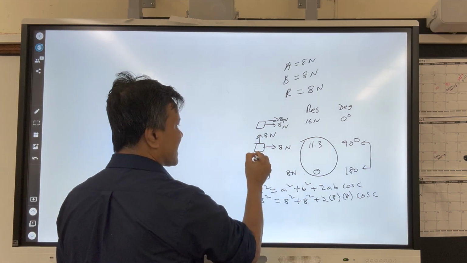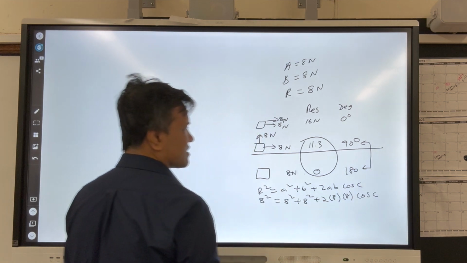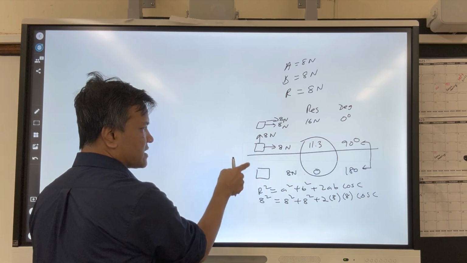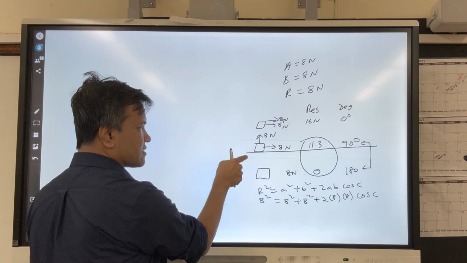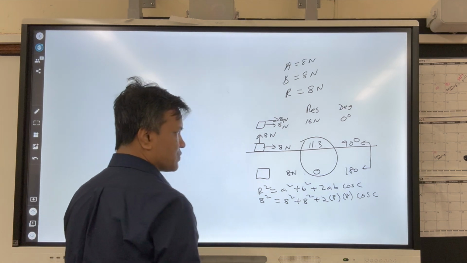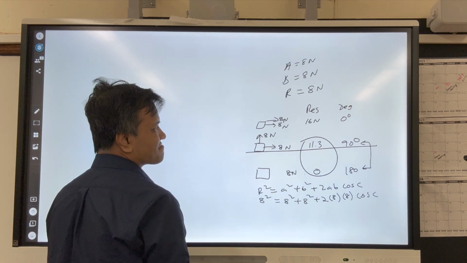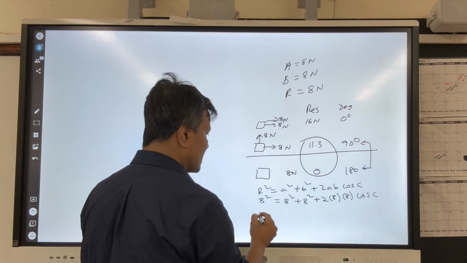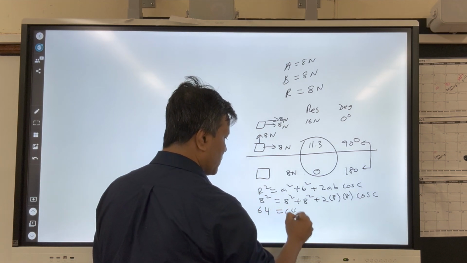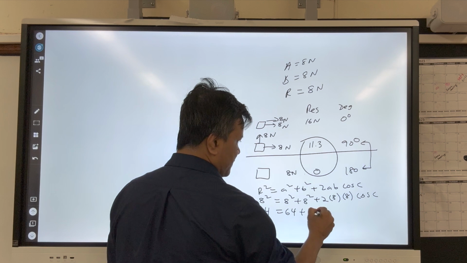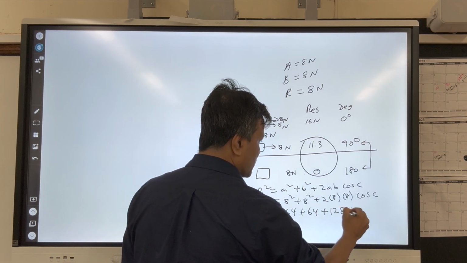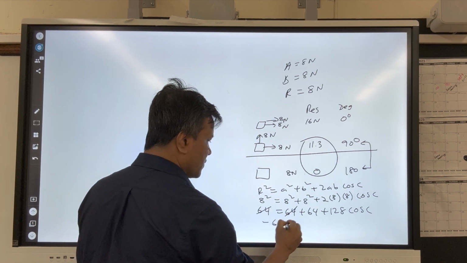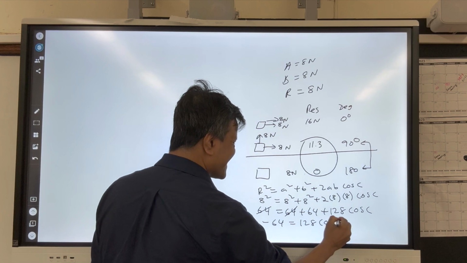So we are suspecting the angle is going to be close to 90, then close to 180. So the angle is right here, whatever that is, 92, 93, 94, I don't know. It could be 120, you don't know. So this is 64, this is 64, this is 64, this is 128 cosine C, 64 cancel. The negative 64 is equal to 128 cosine C.